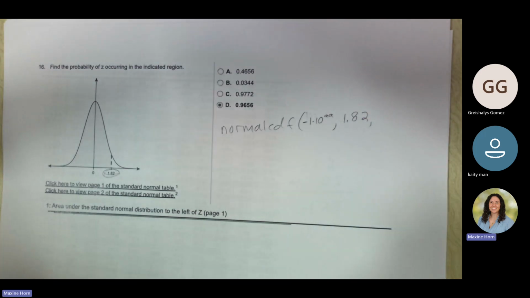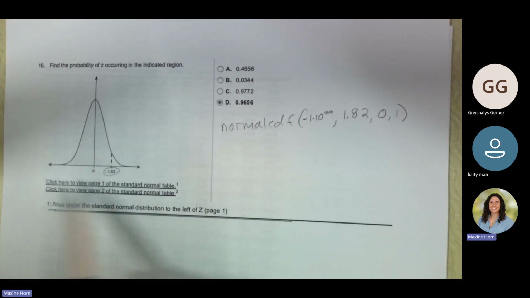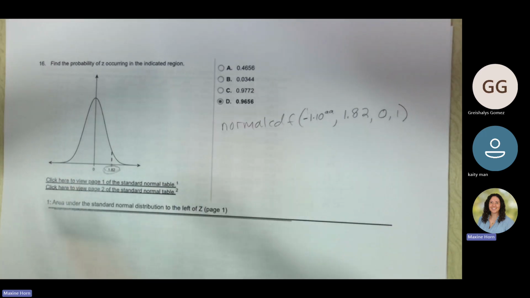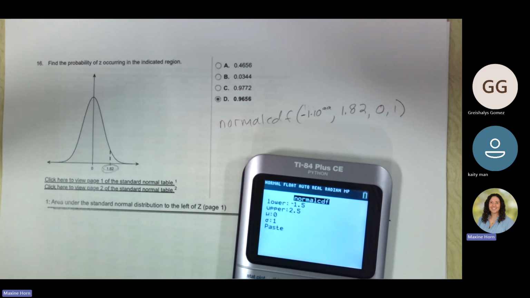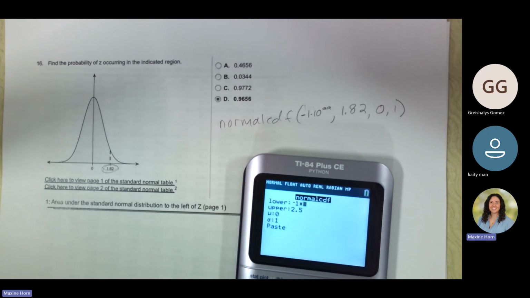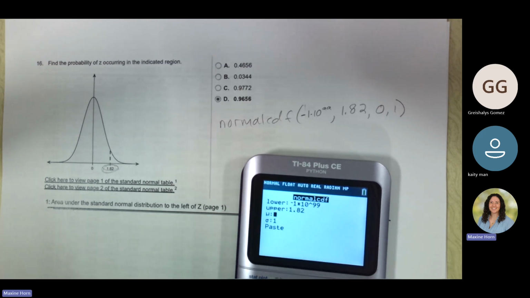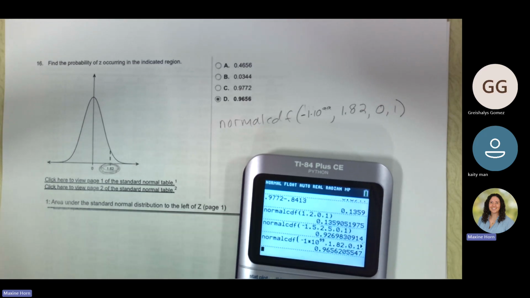My mean and my standard deviation are 0 and 1 because this is a standard normal curve. They didn't say that, but it is. And also, if they haven't given it to you, you're assuming that it is. So again, second vars, normal CDF, -1 times 10 to the 99th, 1.82 is the z-score that they've given me there, and then 0 and 1. And that's how we're getting our 9656.